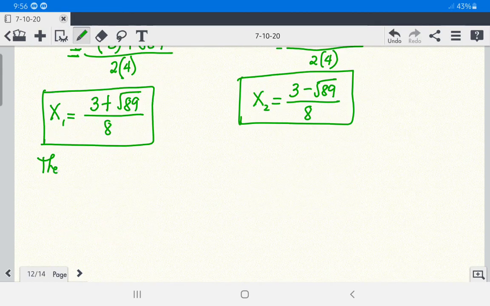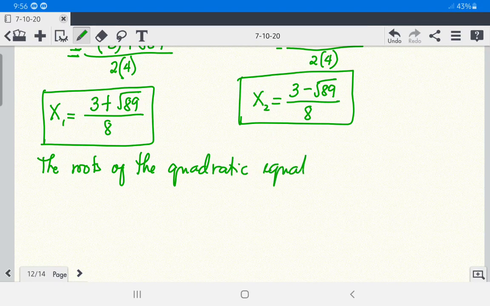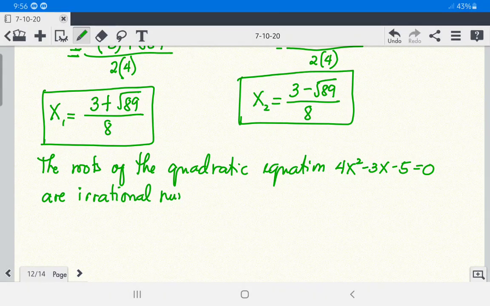Therefore, we can say that the roots of the quadratic equation 4x squared minus 3x minus 5 equals 0 are irrational numbers and are not equal.